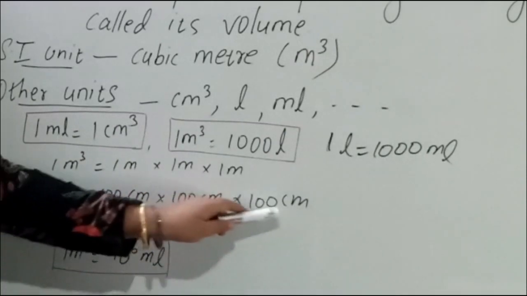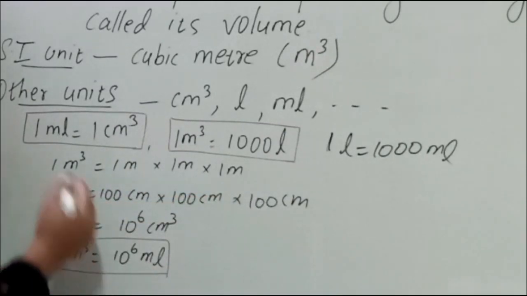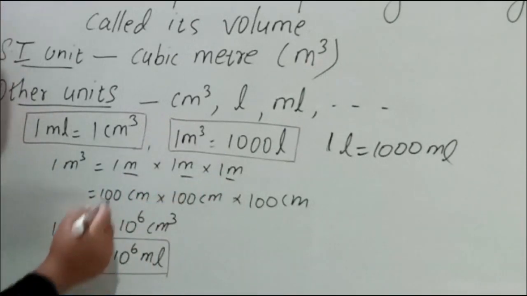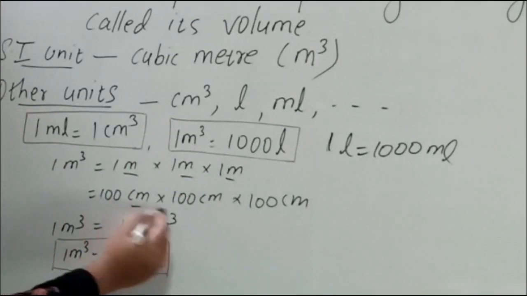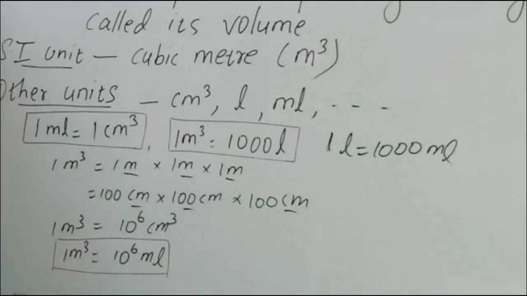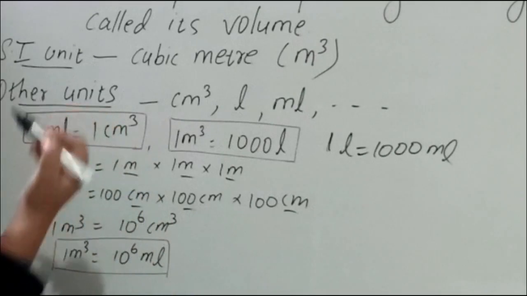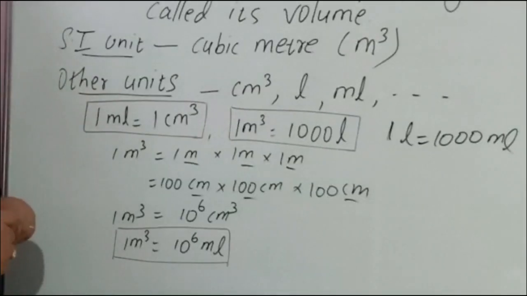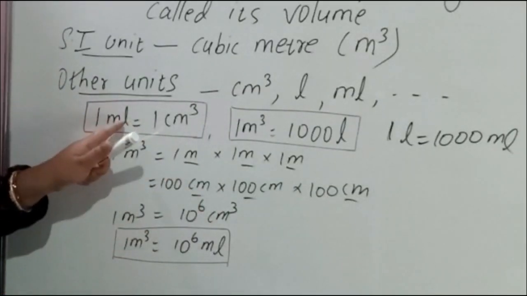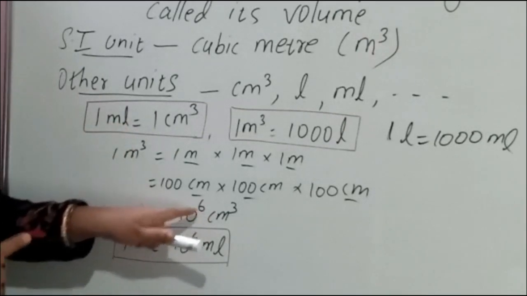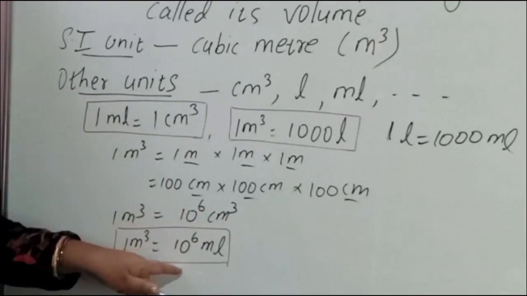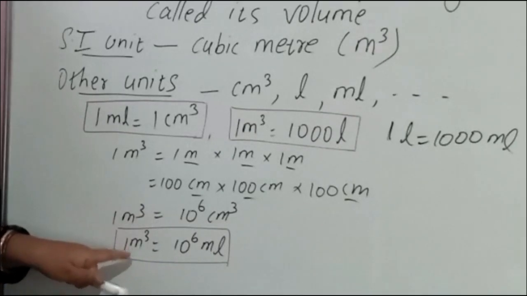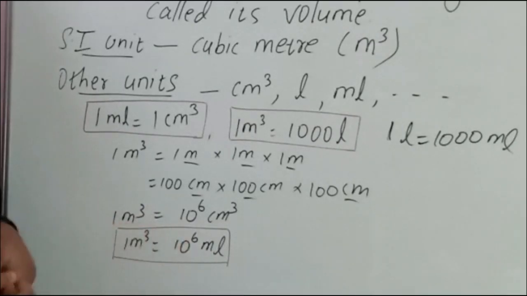Meter cube means meter, meter, meter. That we converted into centimeter, centimeter, centimeter. So 1 cubic meter is equal to 10 power 6 cubic centimeter. But what we saw here, 1 milliliter is equal to 1 cubic centimeter. So 10 power 6 cubic centimeter is 10 power 6 milliliter. It means 1 cubic meter is equal to 10 power 6 milliliter.